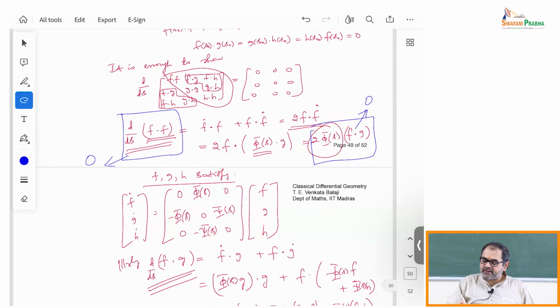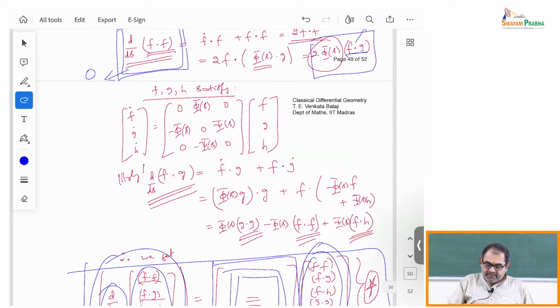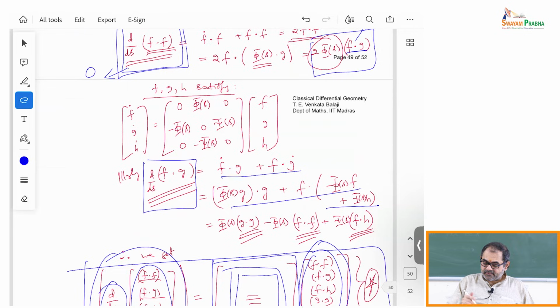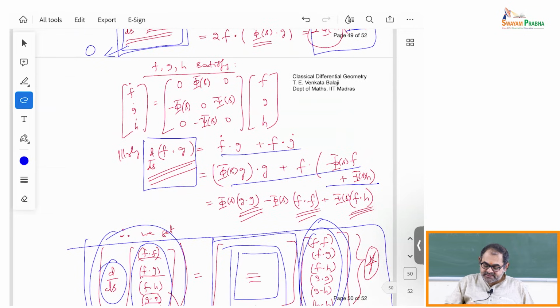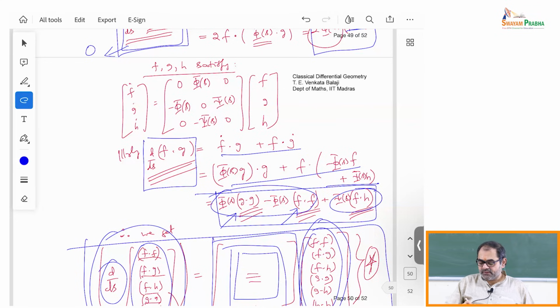If you put f dot g equal to the constant 0, instead of f dot g you put the constant function 0, then this calculation will tell you that d by ds of f dot f is 0. Similarly, if we calculate d by ds of f dot g, you use the Frenet-Serret relations, the differential equation satisfied by that, you get this expression. Again, in this expression, if I put g dot g equal to 1 and f dot f equal to 1, then these two terms will cancel. And if I put f dot h mixed dot product is 0, that will also go away. So I will get that this is 0.